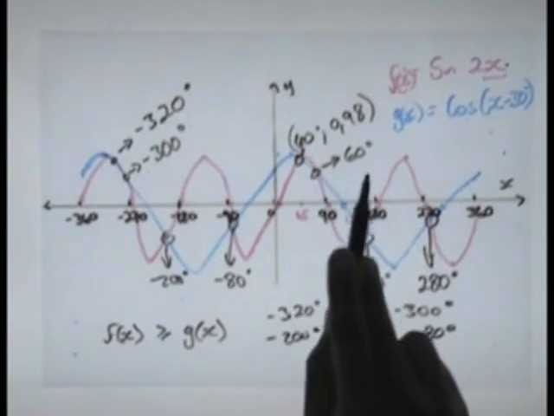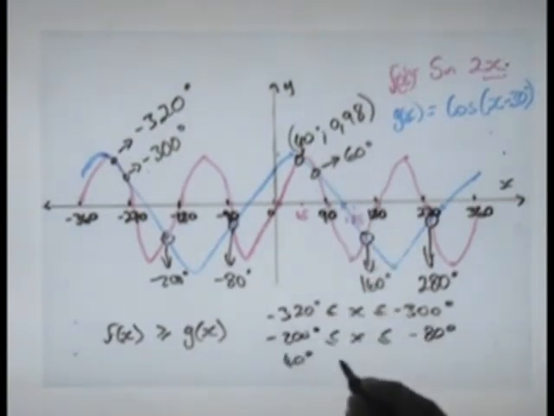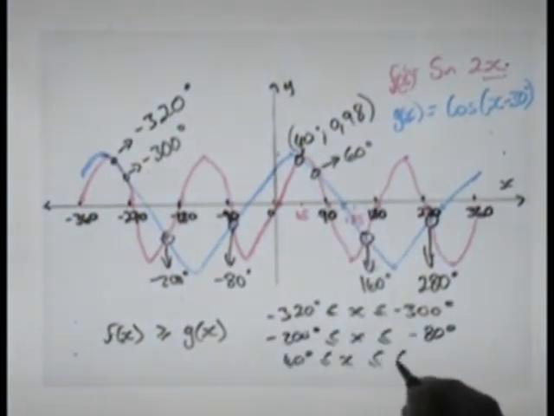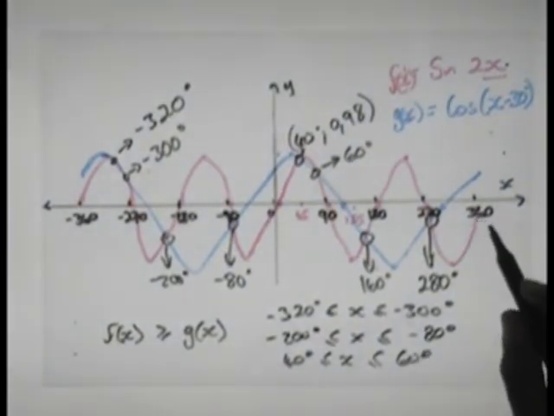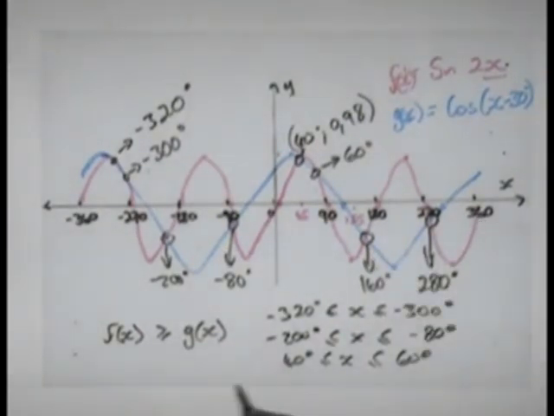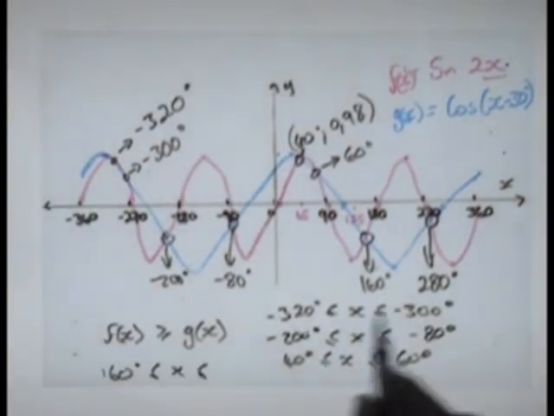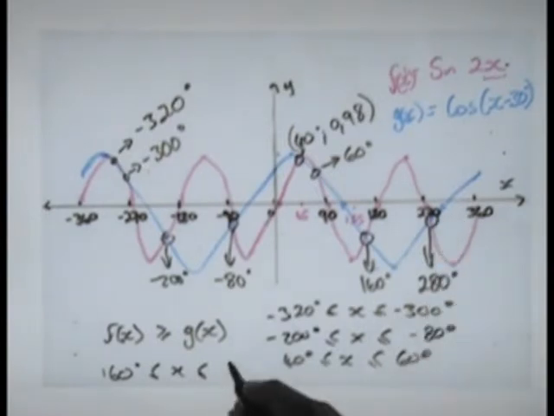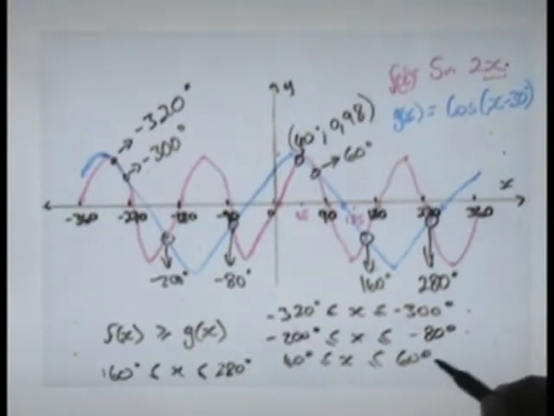Thereafter, from 40 degrees up till 60 degrees. Thereafter, from 160 degrees all the way up to 280 degrees. And that's the four series of results where f of x is greater than or equal to g of x.